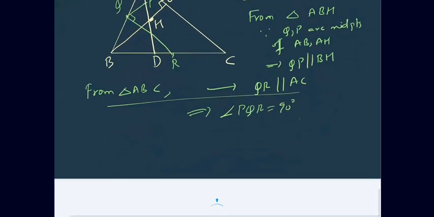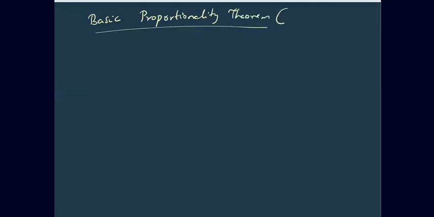Fine. So now let us look at what is the basic proportionality theorem in a triangle. This is also known as Thales theorem. So it's similar to the midpoint theorem. You can also say that the midpoint theorem is a special case of the basic proportionality theorem.